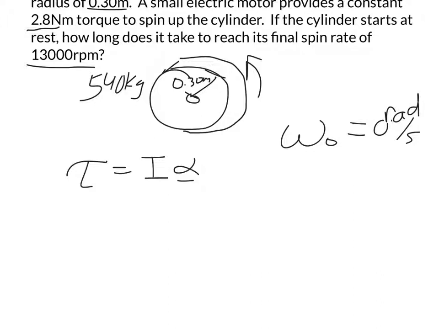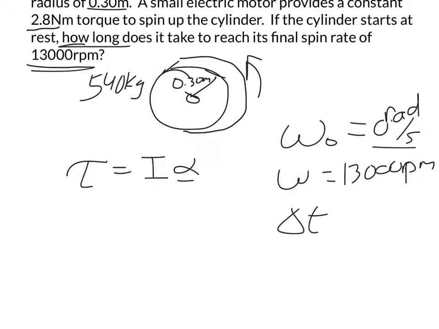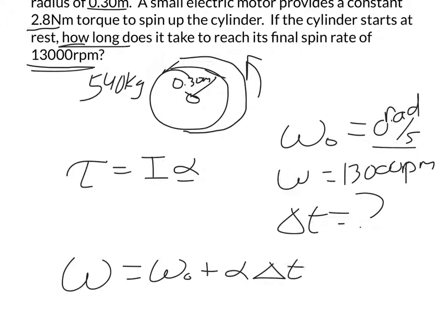So we know omega naught. We know omega final. That's this right here. So omega is going to be equal to 13,000 RPMs, which we will eventually change to radians per second so that it matches with everything else. So we'll have omega naught, omega, and they're asking us how long. So we'll be looking for a delta time, is the question. Which, when we know alpha, we can use this equation. It looks like we'll use this one. Omega equal to omega naught plus alpha delta time.